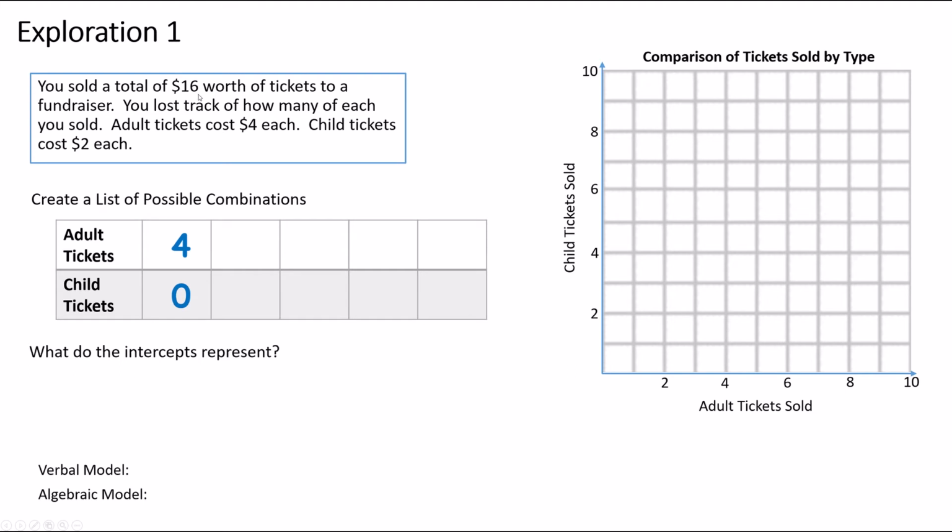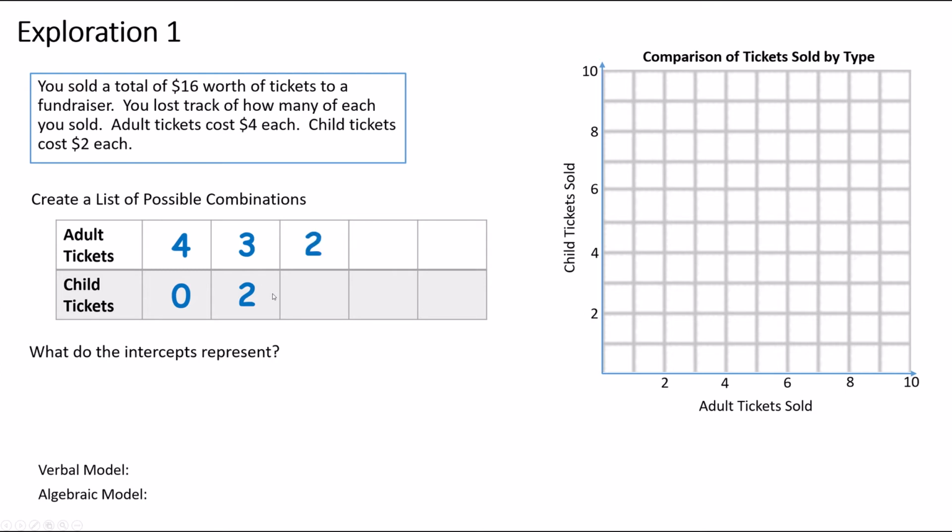Now, it is possible that if I did not buy all adult tickets, maybe I only bought 3 adult tickets, that I might have needed to sell some children's tickets to make up the difference. Because 3 adult tickets at $4 each is only $12. That means I have $4 left for children's tickets. If they are $2 each, I would need to buy 2 of them. 3 $4 tickets is $12, 2 $2 tickets is $4 for a total of $16.